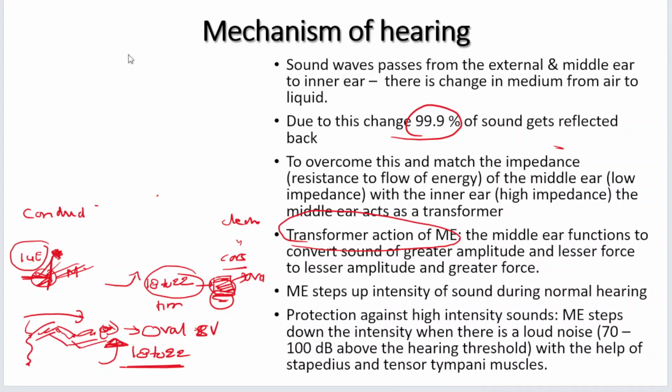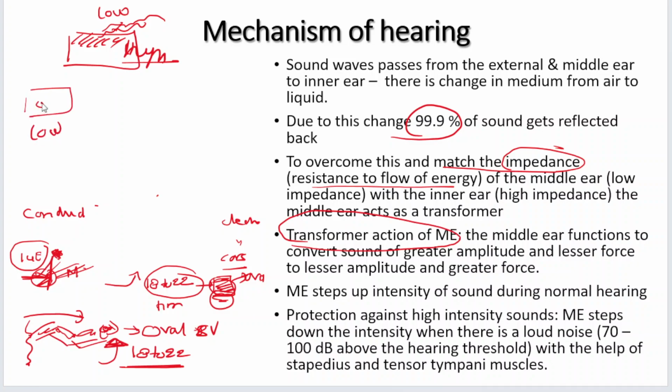First we had this example of the swimming pool, where sound is passing through air, which has low impedance, and suddenly there is fluid, which has high impedance. The same thing is there here also. To overcome this and to match the impedance, what is impedance? Impedance basically means resistance to the flow of energy. Air has low impedance. The energy flows through air easily compared to any fluid. Fluid has high impedance. It gives more resistance to this flow of energy.